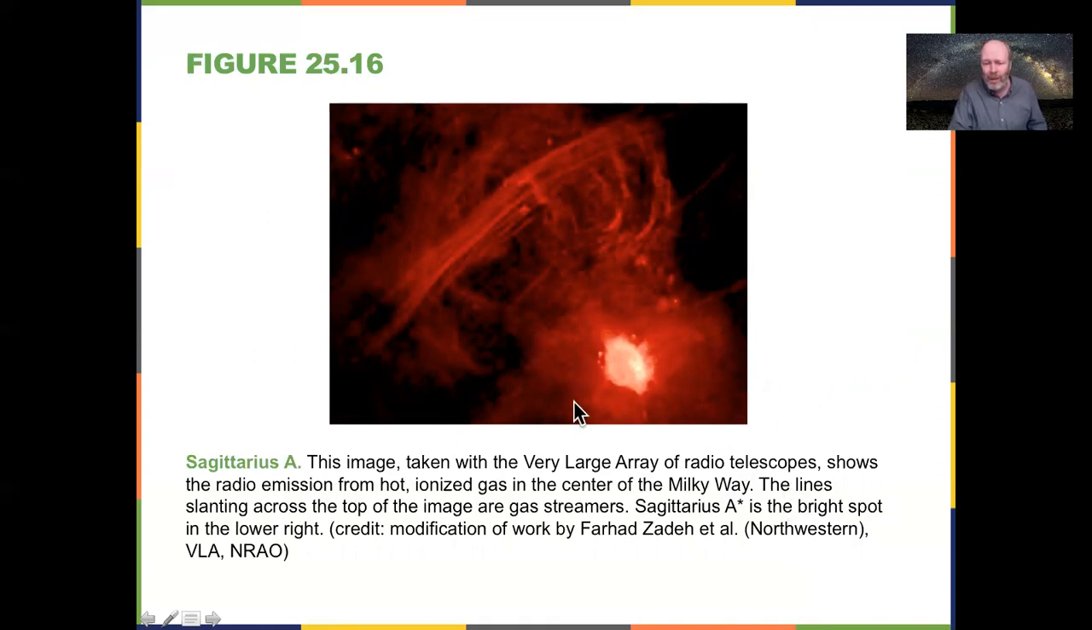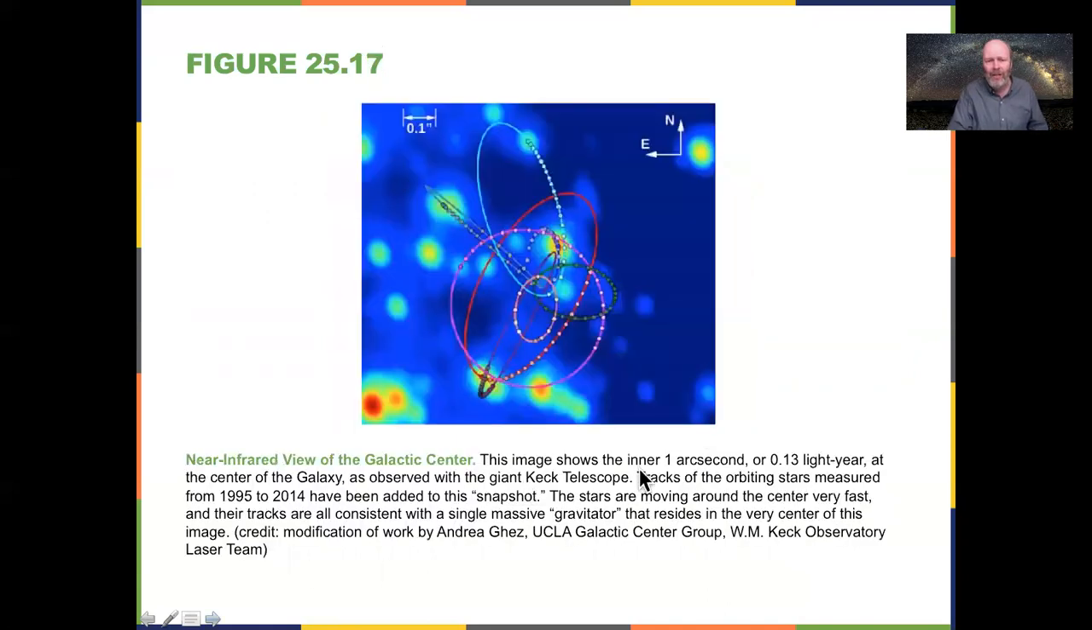We have the bright spot down here that is Sagittarius A*. And then we have some modeling where we're looking at the very center here. This comes from the Keck telescope. The Keck telescope is on the mountaintop on the big island of Hawaii named Mauna Kea. It's actually a double telescope with two different dishes there. But one of the things it's doing is it's tracking individual stars as they go around.